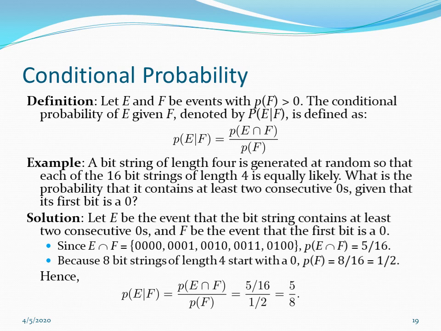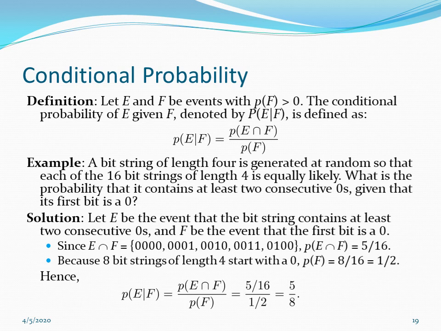What is the probability that it contains at least 2 consecutive zeros given that its first bit is 0? The event we are trying to calculate the probability for, picking a string at random, is that it contains at least 2 consecutive zeros. Now, what is the condition? The condition is that its first bit is equal to 0.